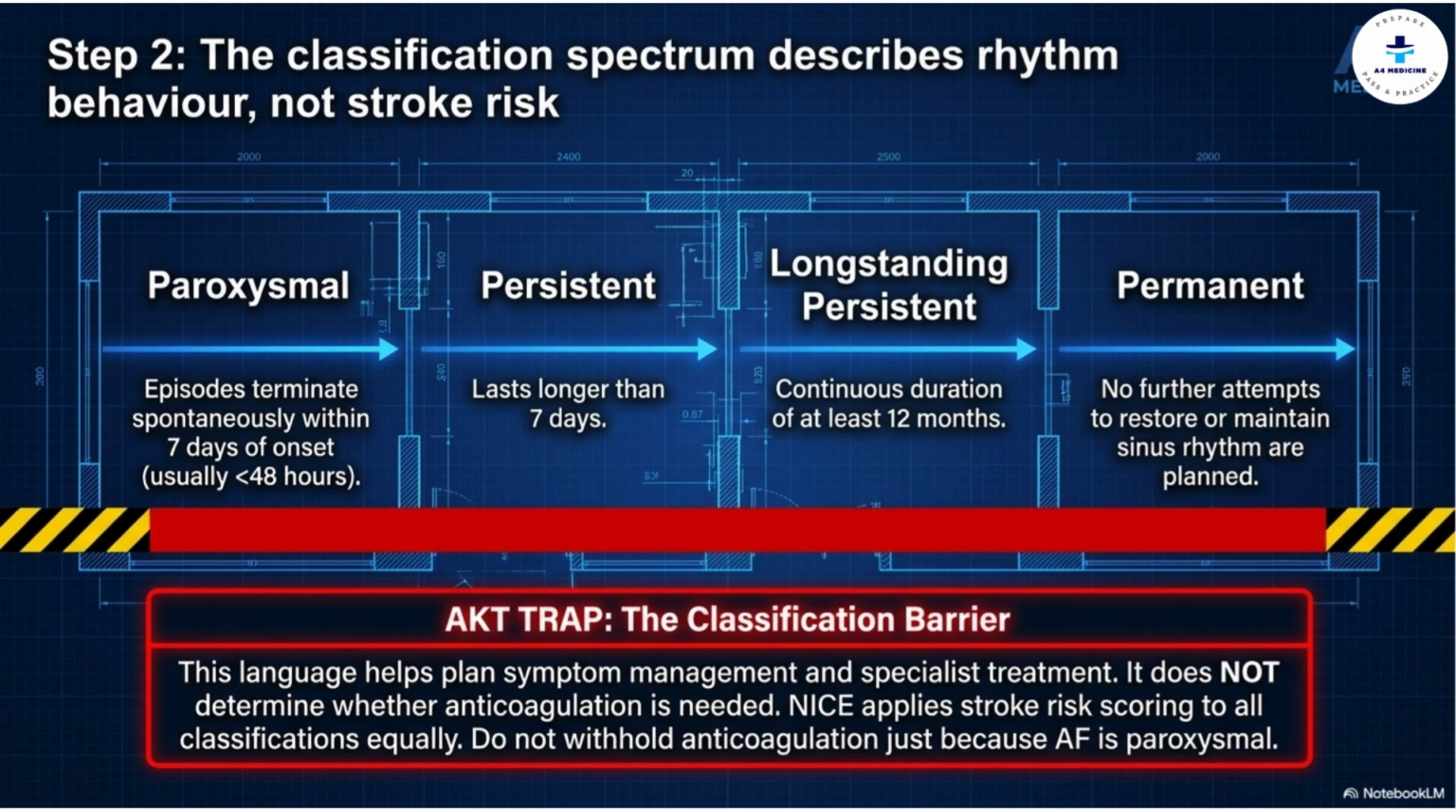This section explains AF types and clarifies that classification does not determine stroke prevention. AF is classified by duration. Paroxysmal terminates within 7 days. Persistent lasts more than 7 days. Long standing persistent lasts over 12 months. Permanent means no further rhythm control is planned. These categories guide rhythm strategy, not stroke prevention. Anticoagulation is independent of the type of AF.